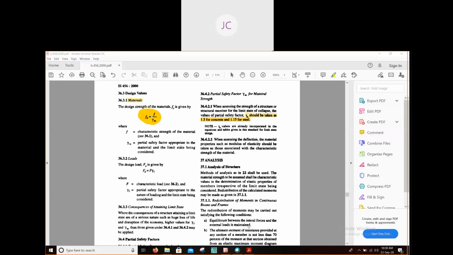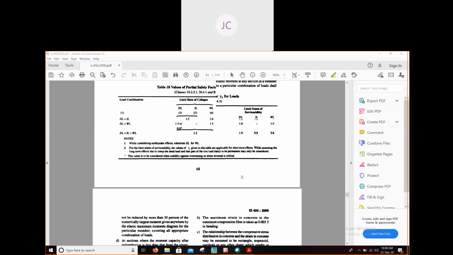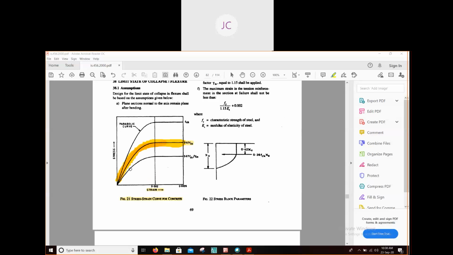Okay, so this third line, the lowest one, is known as our design curve. In this design curve, the strength value is divided by the partial safety factor, and if you do it, you will get the value 0.45 fck. The actual value is 0.446, but in two digits it will be 0.45 fck.